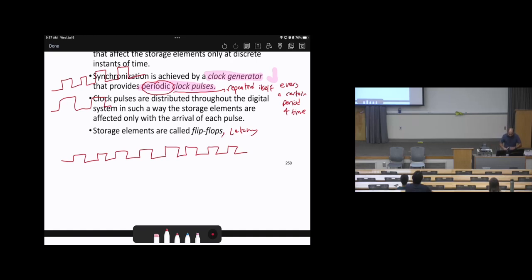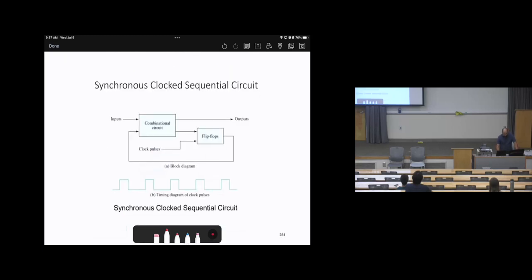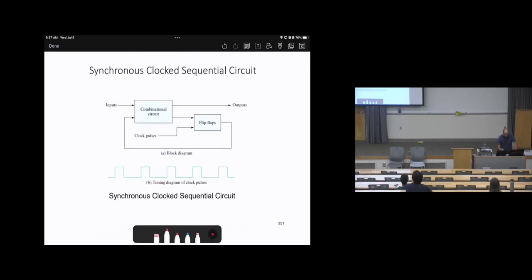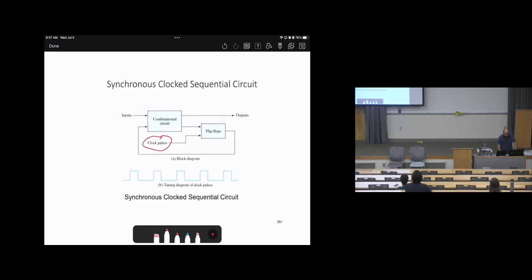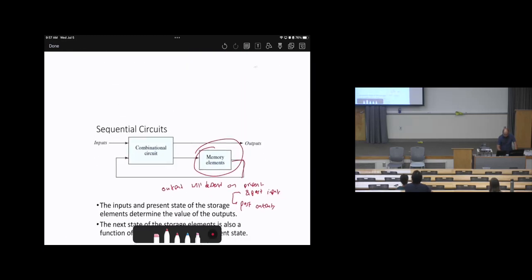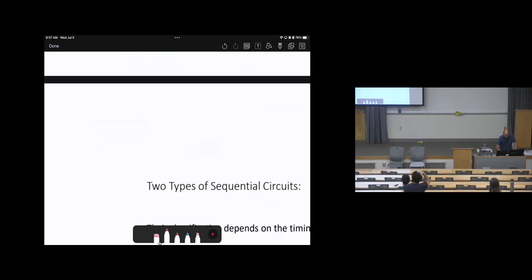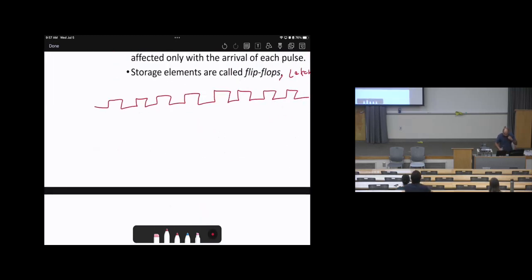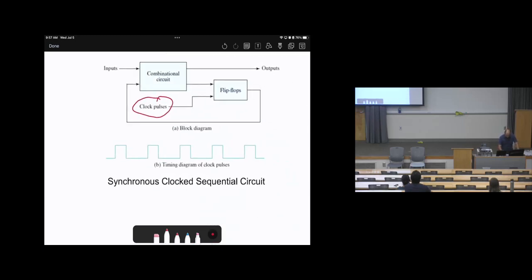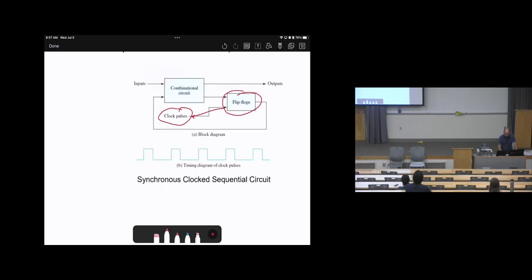Okay. So the synchronous clocked sequential circuit will be like this. There are clock pulses now. As I said, the memory element can be synchronous or asynchronous. But in case it is synchronous, which means we need to have clock pulses, we can replace this memory element with flip-flops that are connected to pulses. So these will be the memory elements: flip-flops, or sometimes we can say latches.